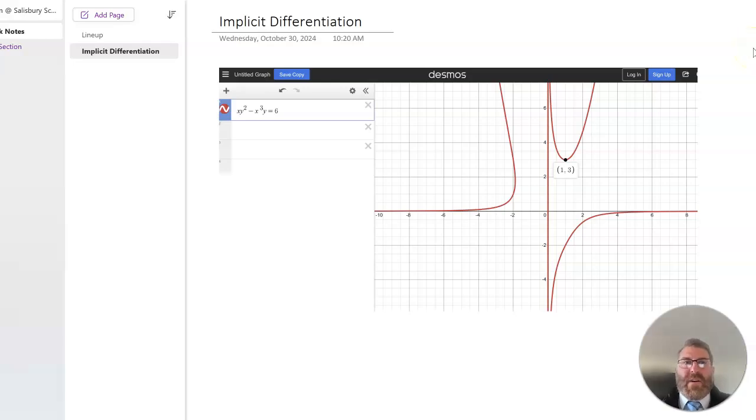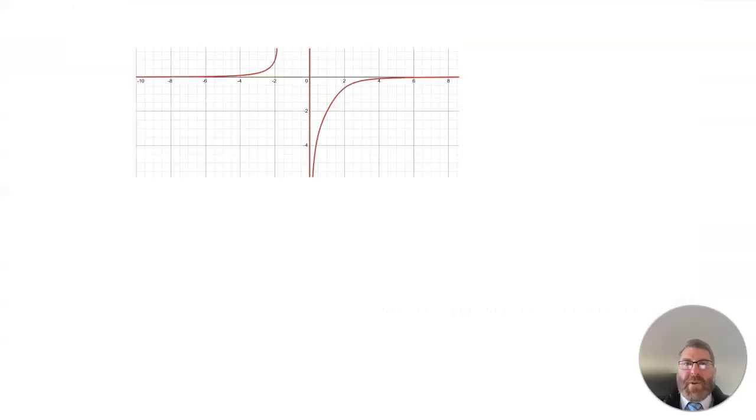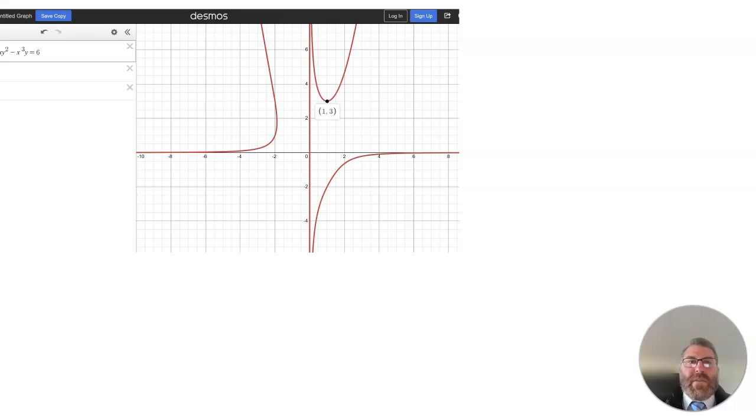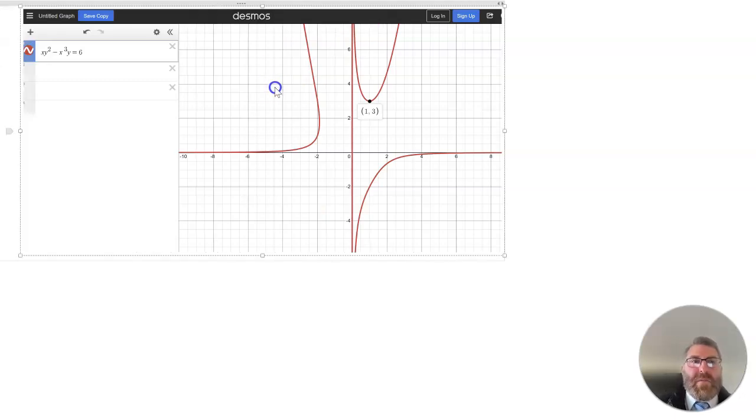All right, guys, in this video, I'd like to introduce you to a process that's called implicit differentiation. And this is a process that we use to find derivatives, as we've been doing, of relations with x's and y's, kind of all hanging out together, for which y is not an explicitly defined function of x.